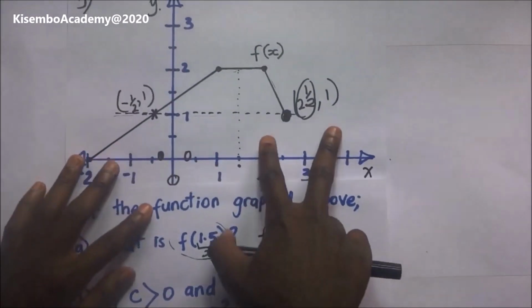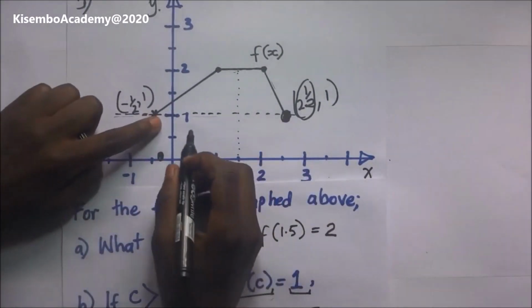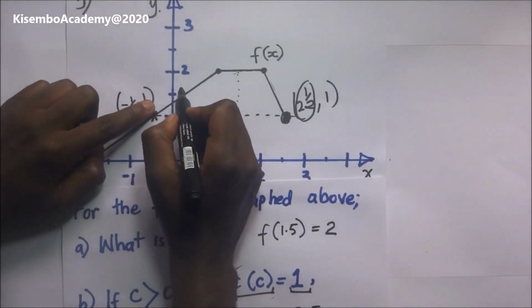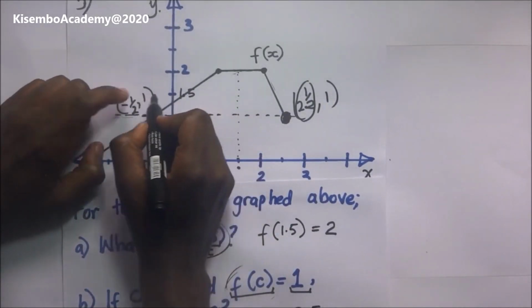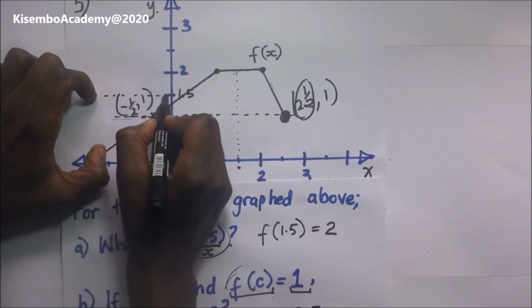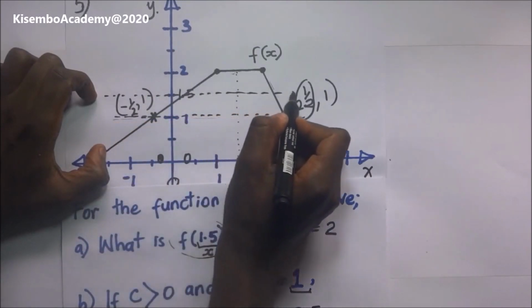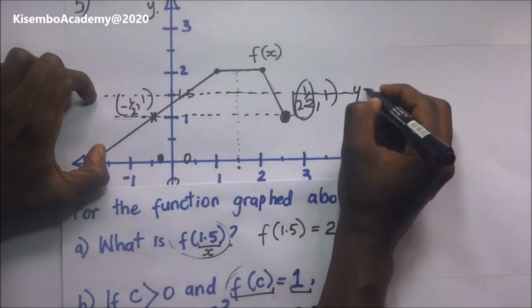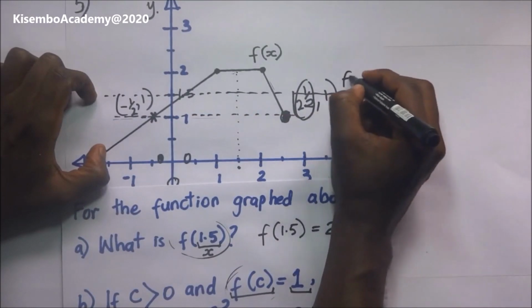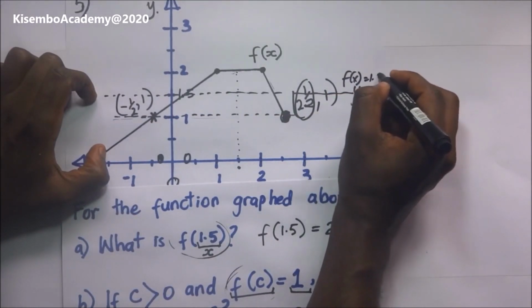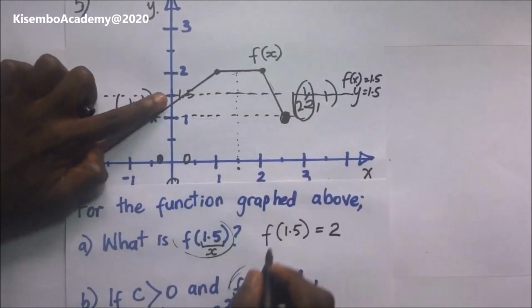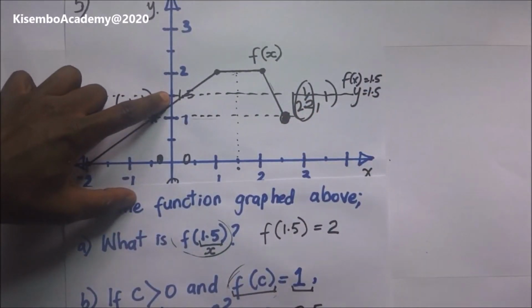So we shall come here and look. Our value of y equal to 1.5 is right there. This is the line, y equal to 1.5, or call it f of x equal to 1.5. So how many values of x are there?